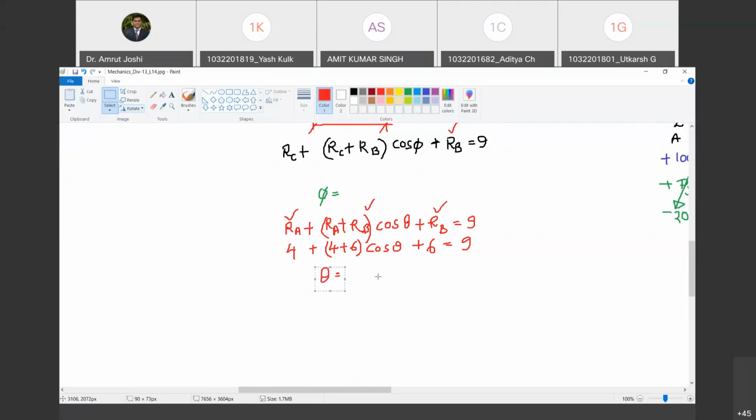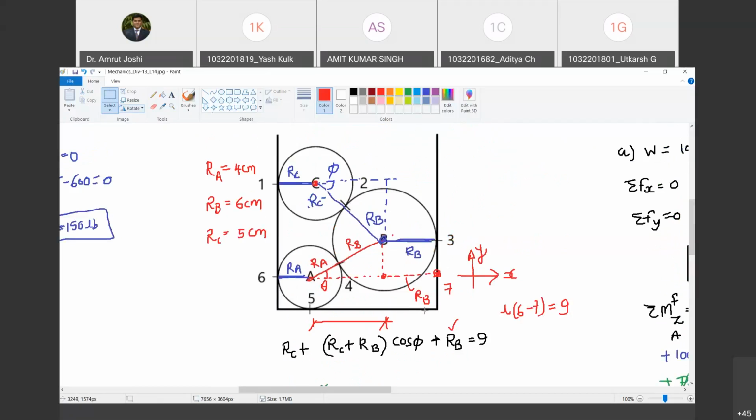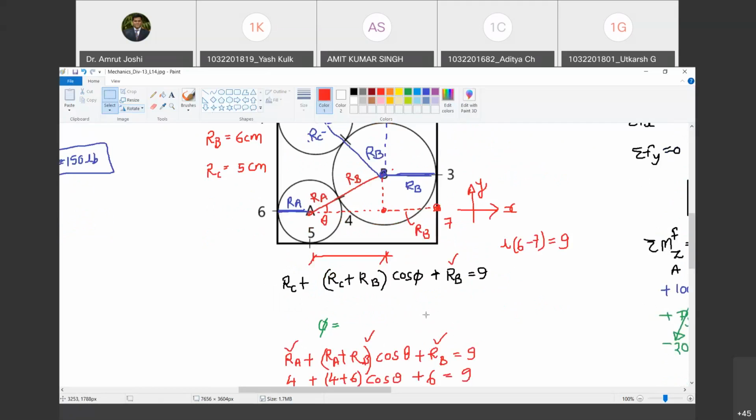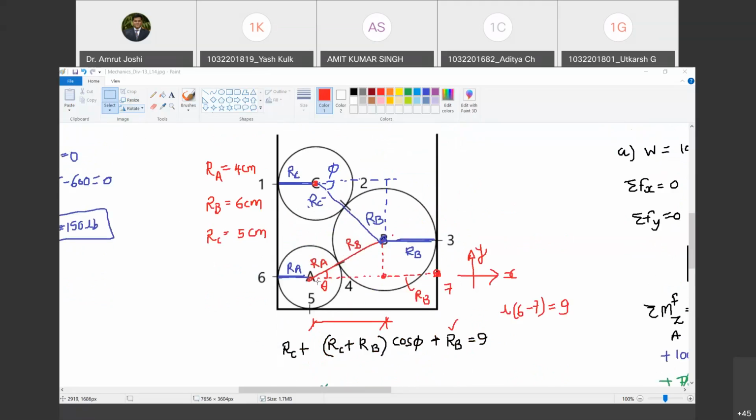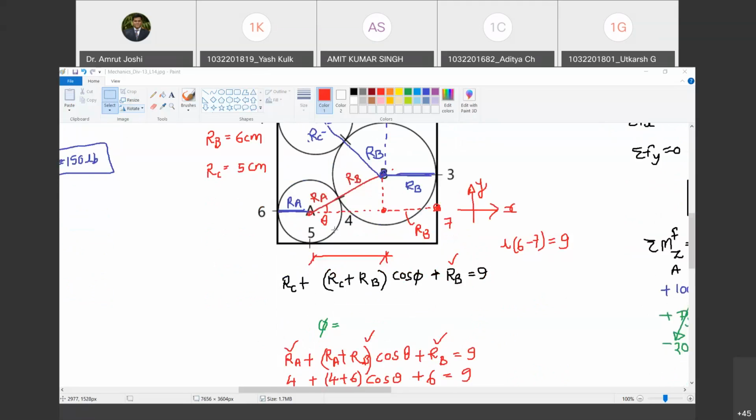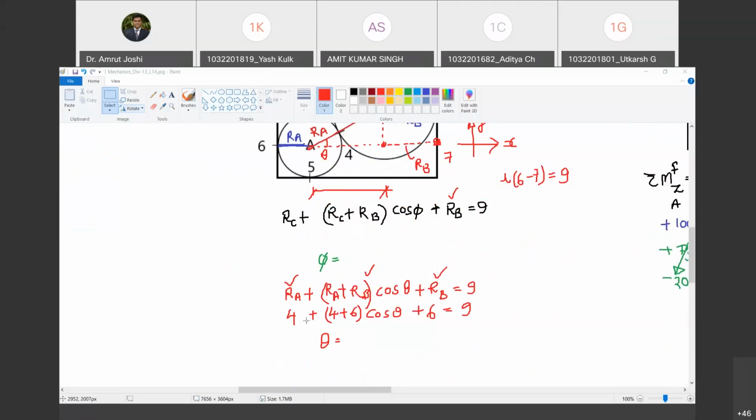One thing, 4 plus 6, 10 is coming out. The equation you are showing in red ink, 4 plus 6 cos theta plus 6 is equal to 9. So 4 plus 6 is already greater than 9. It will be 10, right? So cos theta should be coming out negative. Okay, let me check it. One minute. The values, I guess, are coming out wrong. I guess the RA-RB.